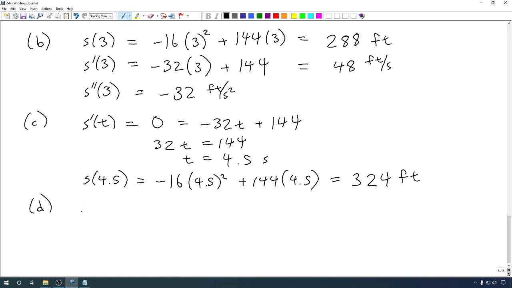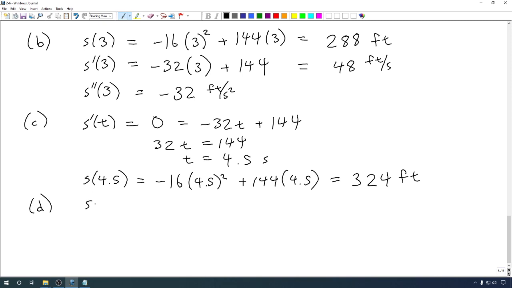Final question. How fast is the ball traveling when it hits the ground? How is the speed related to the initial velocity? So how do we know when the ball hit the ground? Well, the ground is at height 0. So we're really asking, when is the height equal to 0?